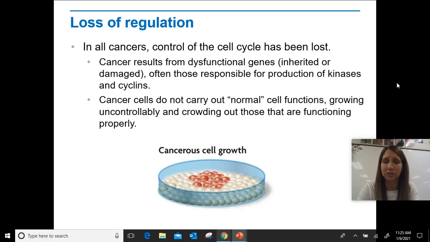So in all cancers, what they all share in common is this uncontrolled cell division. So we don't have the regulation that we normally see and that we want to see in normally functioning cells. Those internal and external regulators aren't having the impact and the control that they need to. So usually when that happens, that can come from dysfunctional genes. And those dysfunctional genes can either be inherited as mutations.